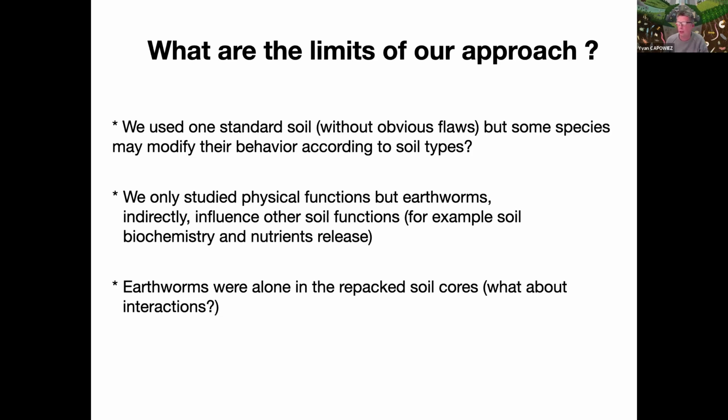We only used, as explained in my talk, physical functions, but of course, earthworms indirectly influence a lot of different functions in the soil. Let's think about biogeochemistry and nutrient release for plants, for example. And another limit of this work is that earthworms were all alone in the soil cores. It means that we know nothing about possible interaction between worms.